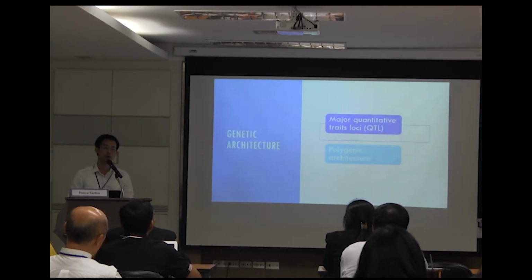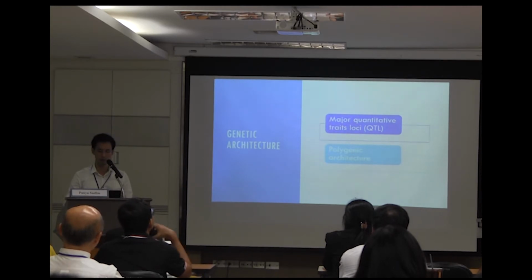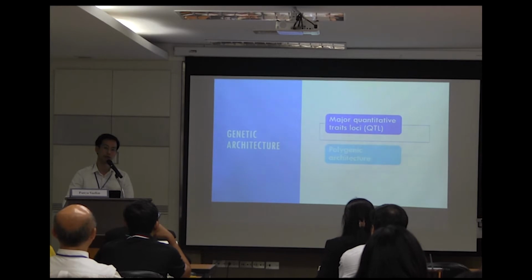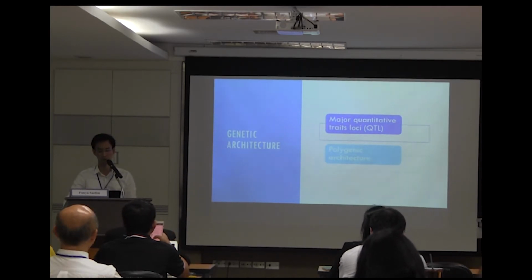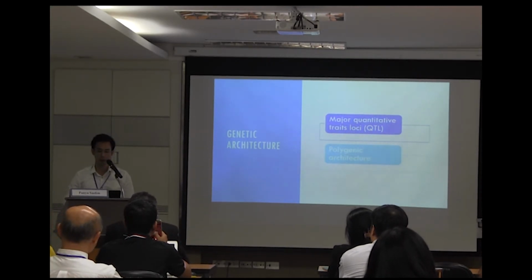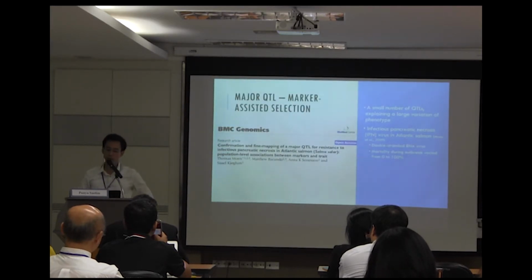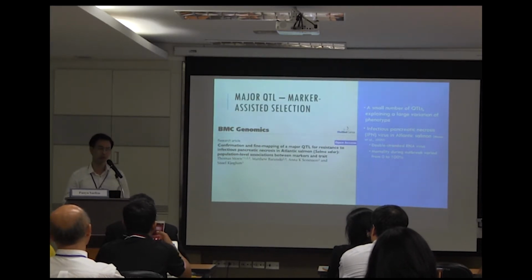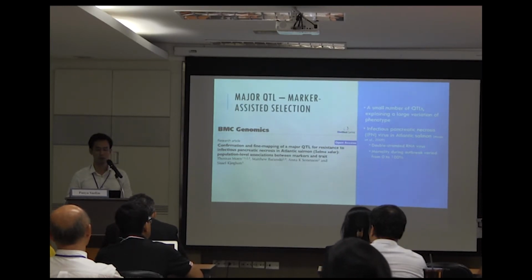So when we consider the genetic architecture, we mostly have two different architectures. The variation of the phenotype is largely explained by just a few major QTLs, or it can be a polygenic architecture. I will start with the major QTL first. When just a few QTLs mainly explain the variation of the phenotype, we prefer marker-assisted selection.